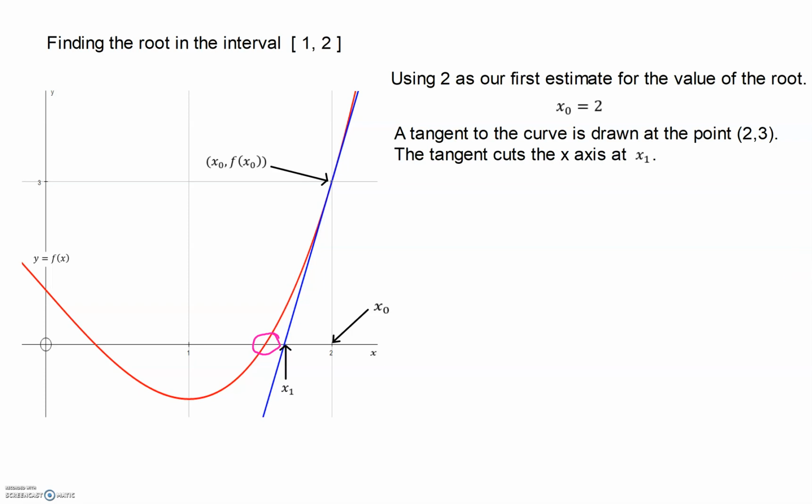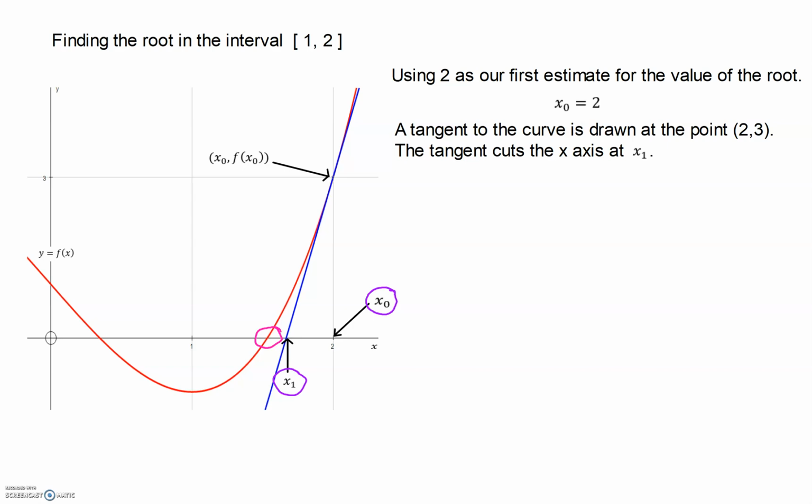The first thing we're going to do is to draw a tangent. There's a tangent drawn to the curve at the point 2, 3, and you can see the blue line is the tangent. The tangent then cuts the x-axis at a point that is closer to the root than our x0 starting value. So we have an x0 value here, which is our 2, and we have an x1 value, which is where the tangent cuts the x-axis. And what we want to find is the value of x1.